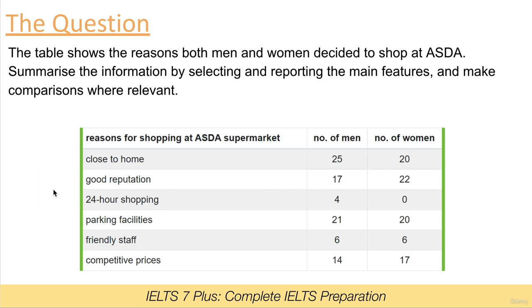Okay, initial thoughts then. Ooh, close to home is a big one, followed by good reputation. Many people think that. And also parking facilities. They've also got a lot of numbers here. Low numbers include 24-hour shopping, friendly staff, competitive prices, sort of mid-range there.